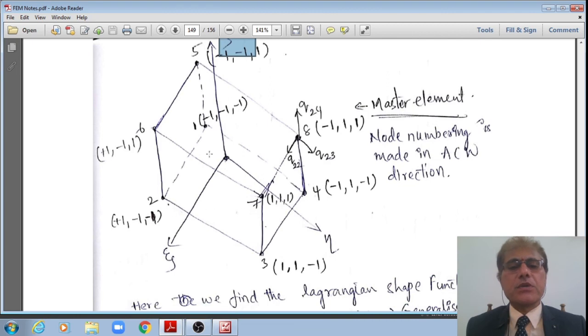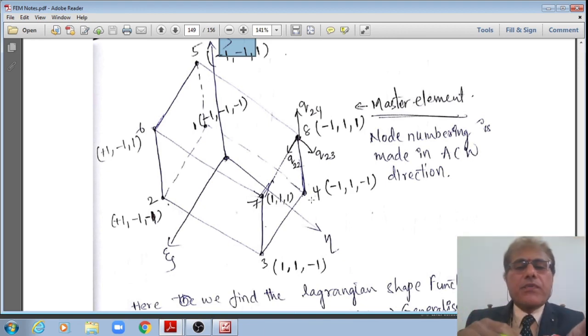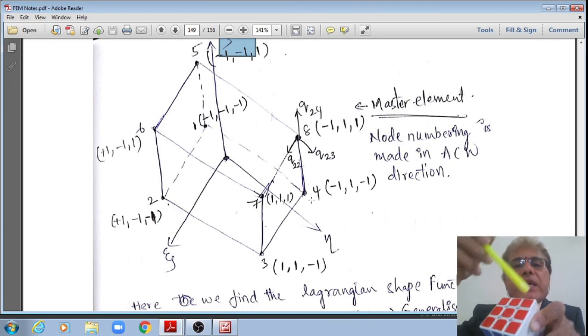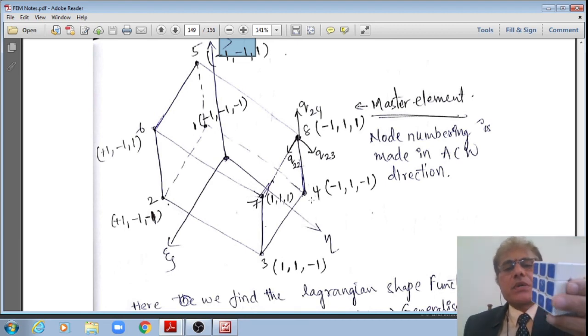You please see that at the base there are nodes 1 2 3 4 in the anti-clockwise direction, whereas if I move to an upper plane, I have 5 6 7 8 as the nodes of this master cube, right?